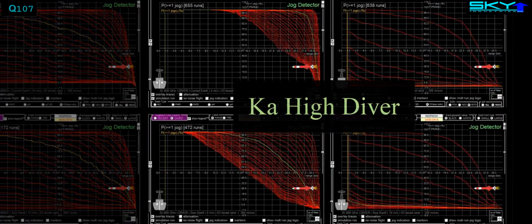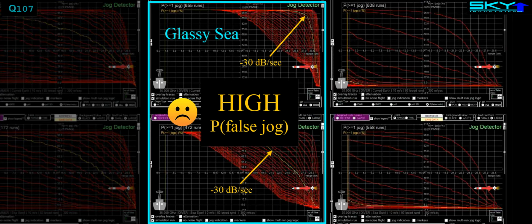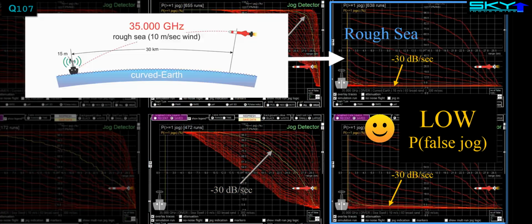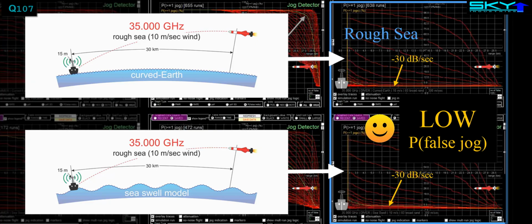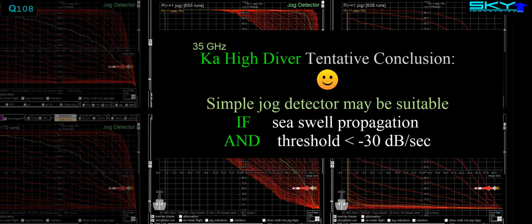The situation is somewhat clearer for the high diver case. For a glassy sea, there are problems. But if there is any wind, if the sea surface is rough, whether represented as a curved earth or a sea swell model, then the probability of a false jog indication is very low for almost all of the missile flight. That's good. This supports the conclusion that a simple jog detector might be suitable provided the jog threshold rate is at or below minus 30 dB per second.